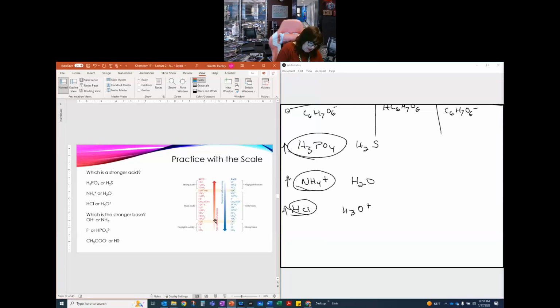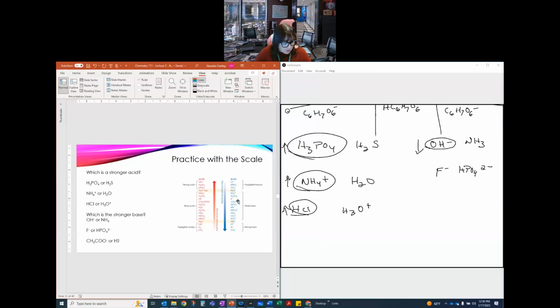All right? When we talk about stronger bases, let's go over here. We want to talk about OH- or NH3. So now I'm looking for OH-, and that's 4 up from the bottom. The NH3 is higher than that. Now remember, this is the opposite trend. So the one that's lower is the better base. So OH- is the better base because it's lower in the table. Okay. F- and HPO4 2-.